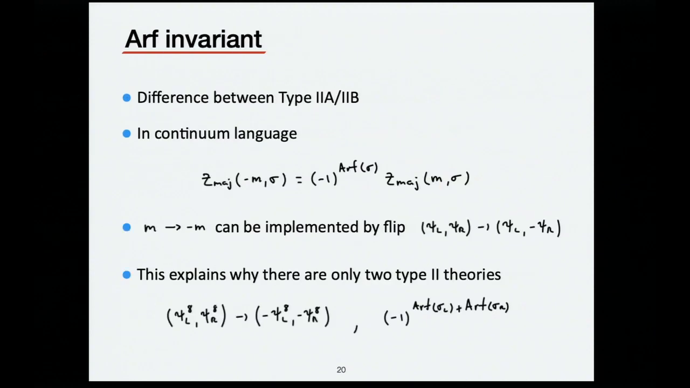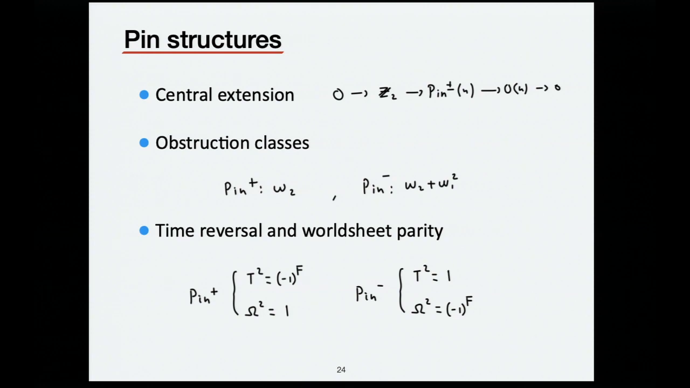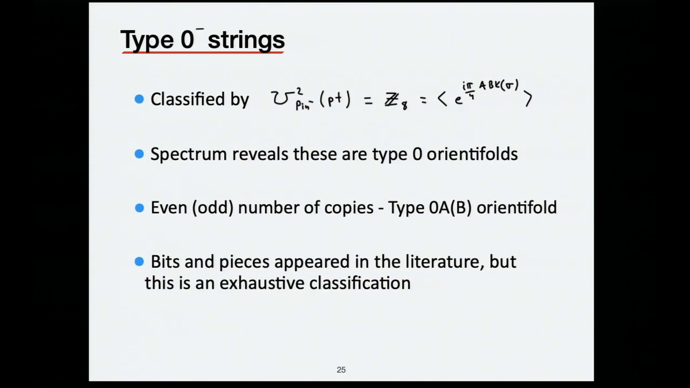Okay. So I just wanted to make the comment that there is a string theory that corresponds to having a Kitaev chain on the worldsheet with time reversal, and that is this unoriented pin minus type 0.